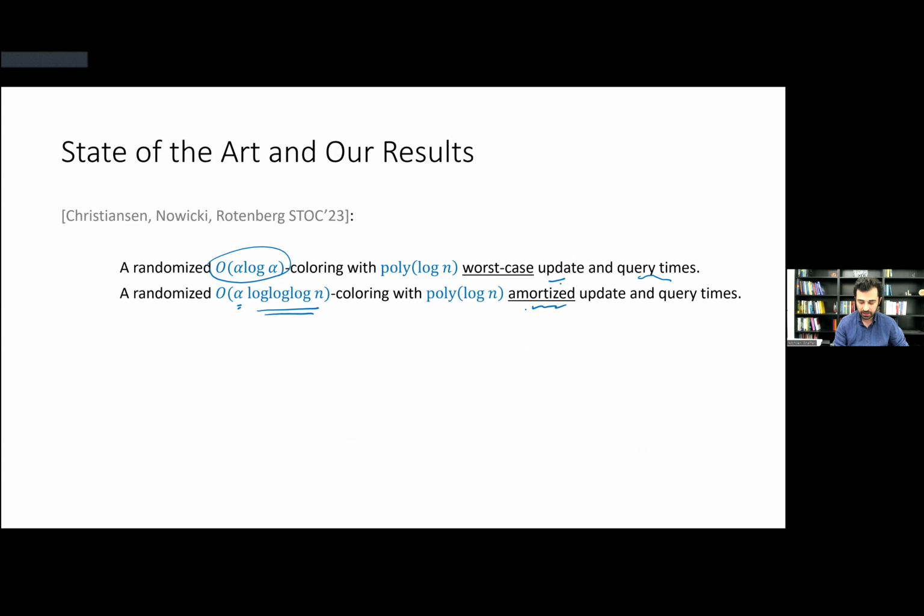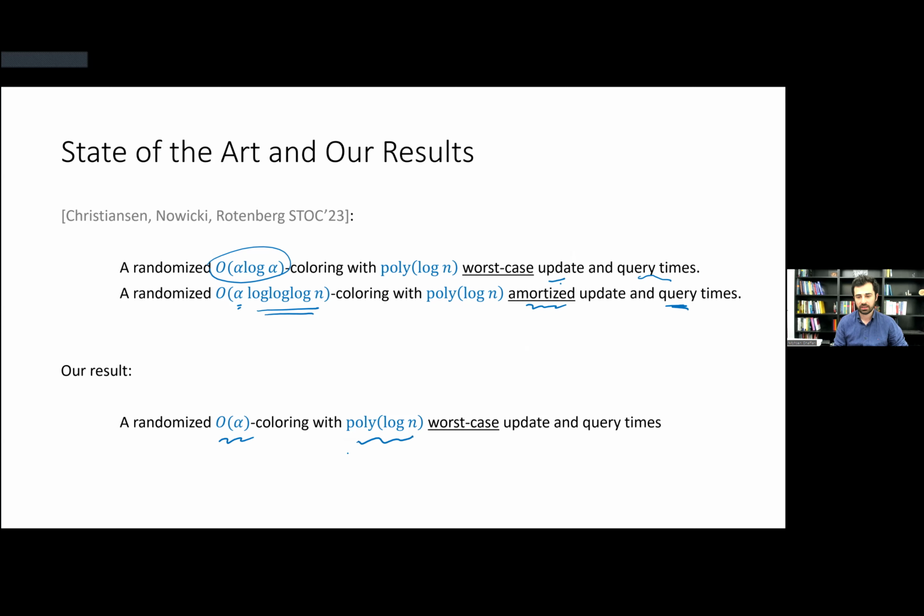Okay? But the time complexity, and in fact, more importantly, the query complexity is only amortized. It's easy to contrast our result with these. We get a randomized algorithm which has order of alpha colors, so asymptotically the optimal number of colors, in polylog n worst case update and query times.